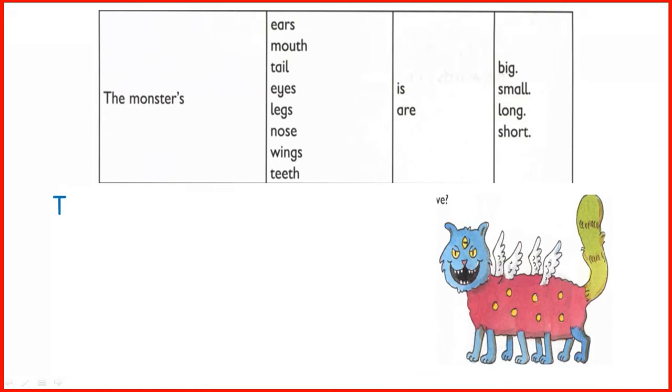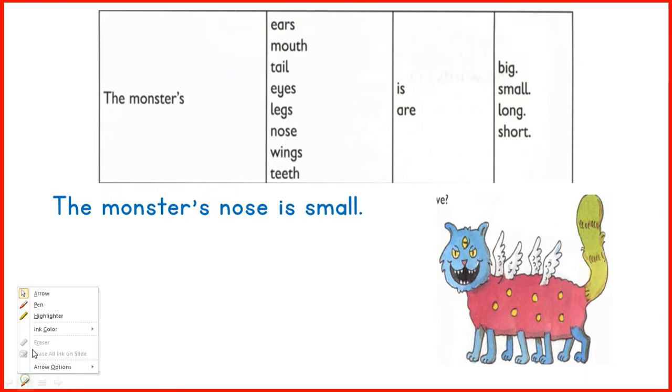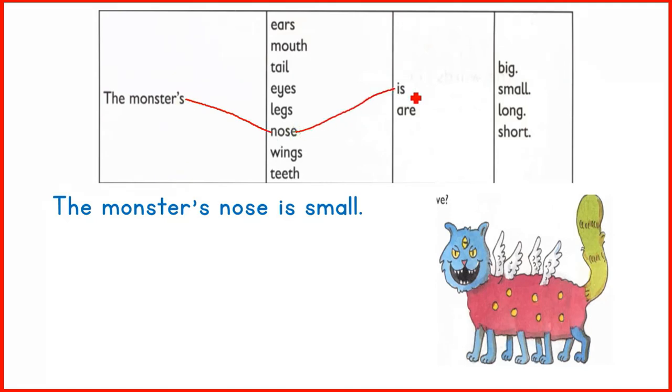Now comes the next. Yes, the monster's nose is singular. The monster's nose is small. Yes, this is the nose of the monster, very small. Now the monster's wings. Yes, they are the wings. Wings are short or small. You can write short or you can write small.